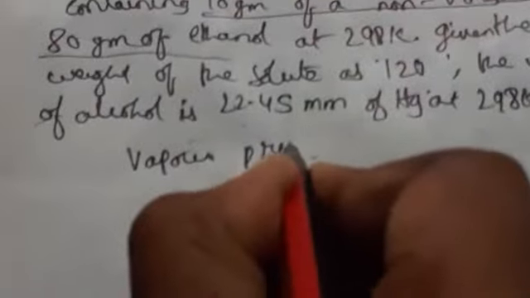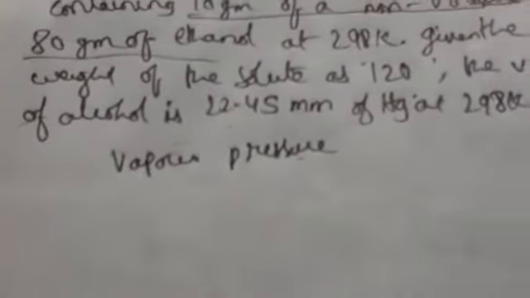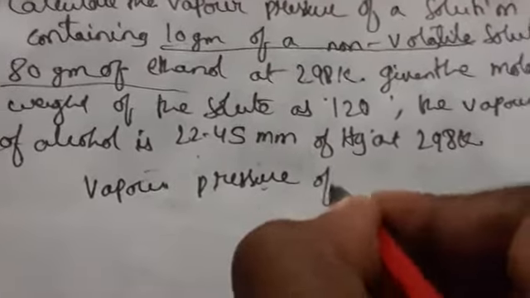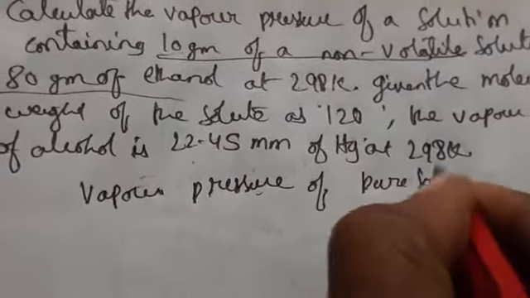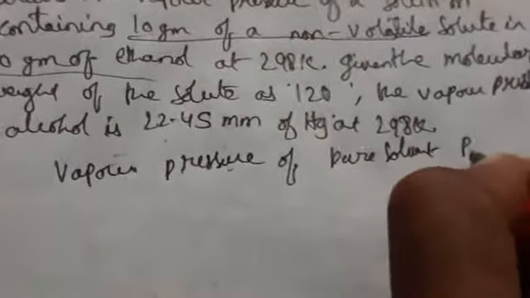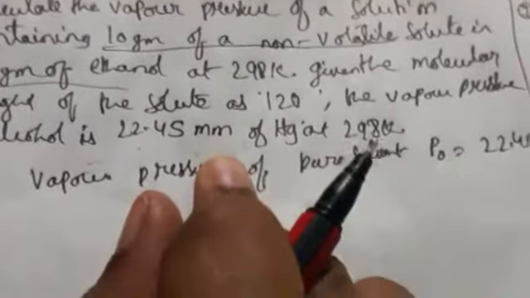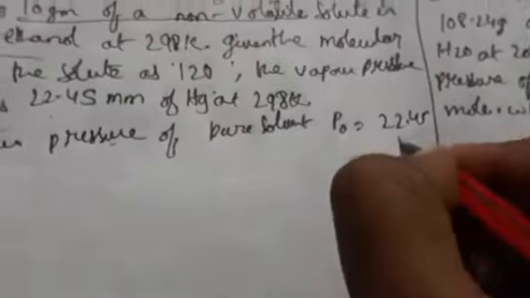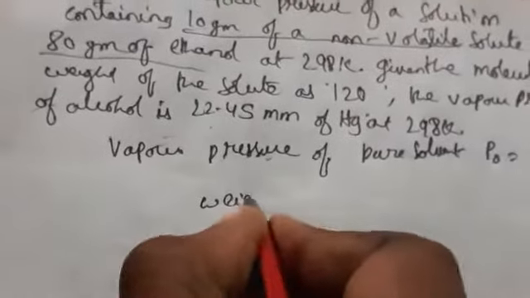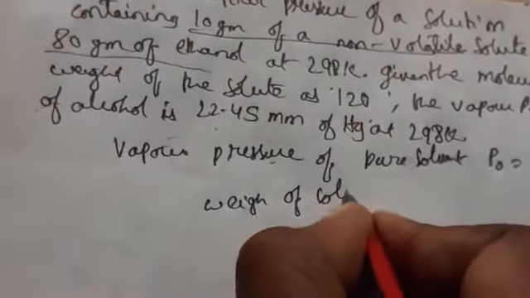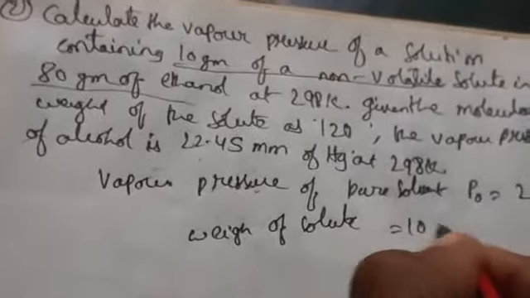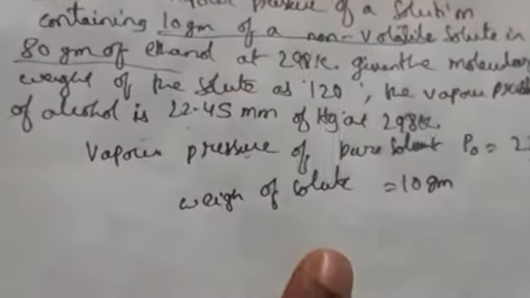Vapor pressure of pure solvent, P naught, is equal to 22.45, he has given. Okay. So 245 millimoles. So now coming to here, weight of solute, how much he has given? Weight of solute, 10 grams he has given, non-volatile solute.